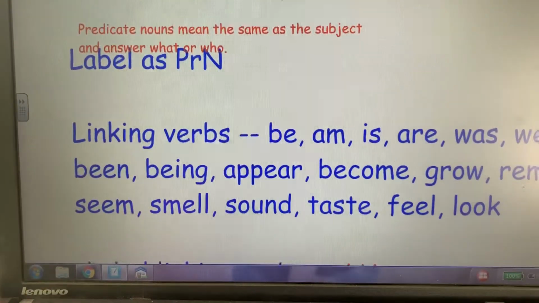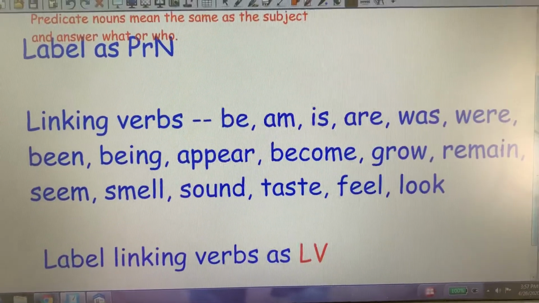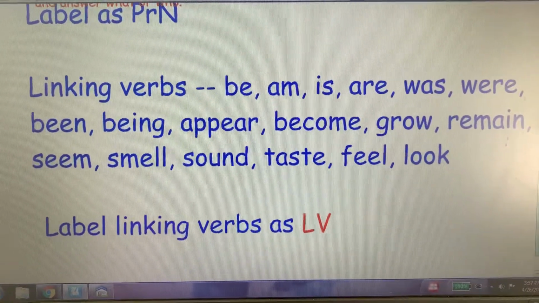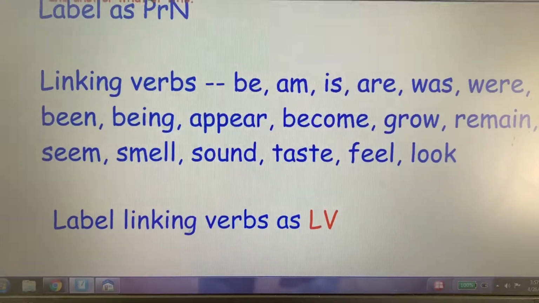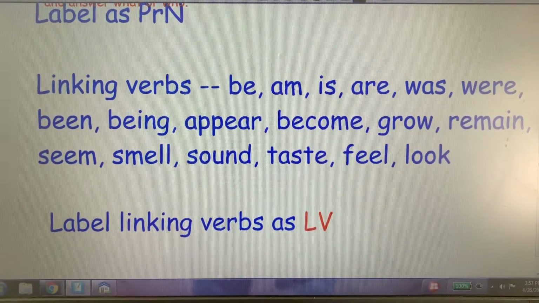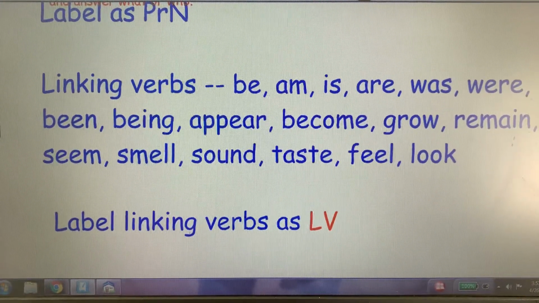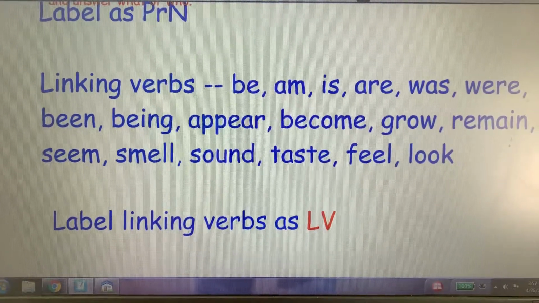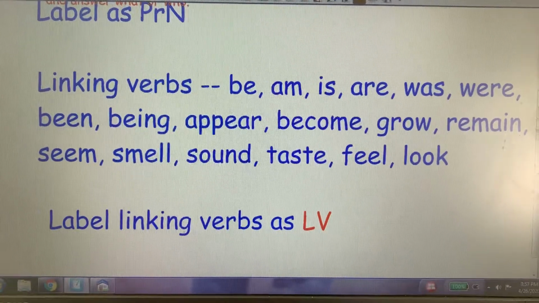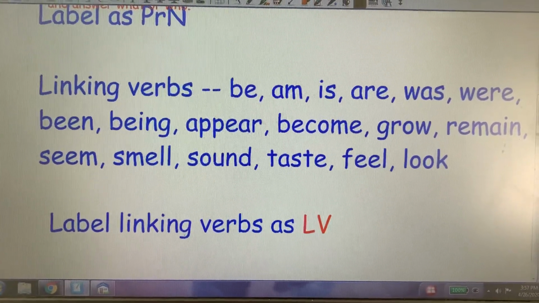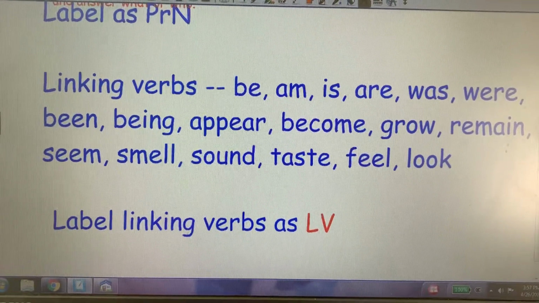Okay, linking verbs. You remember when we talked about our be verbs, as we called them? This week we're going to learn what linking verbs are. Linking verbs link the subject noun to the predicate noun. That means it's like an equal sign between them. The predicate noun is the same as the subject noun.